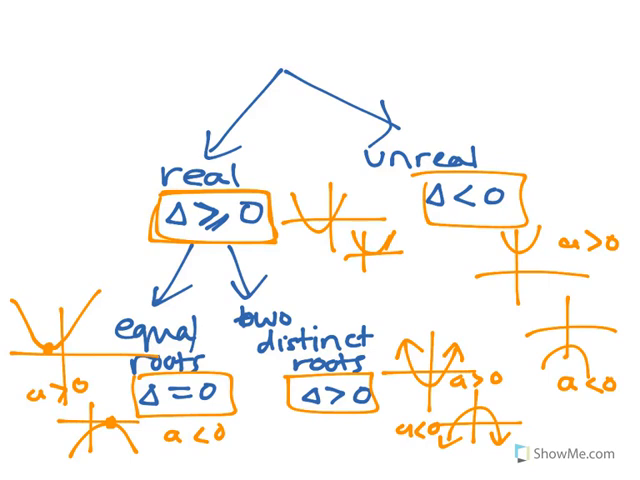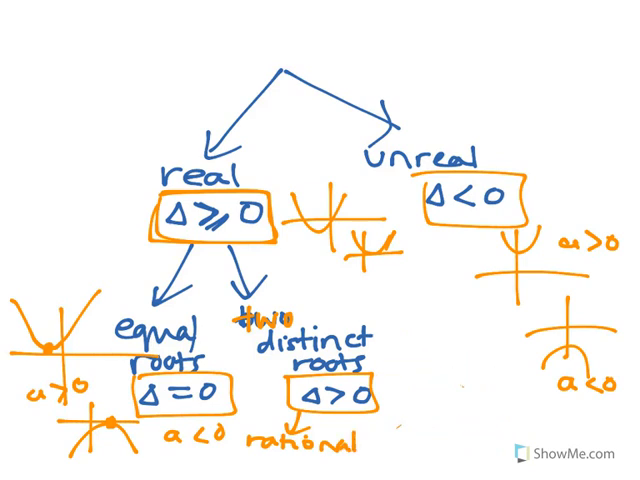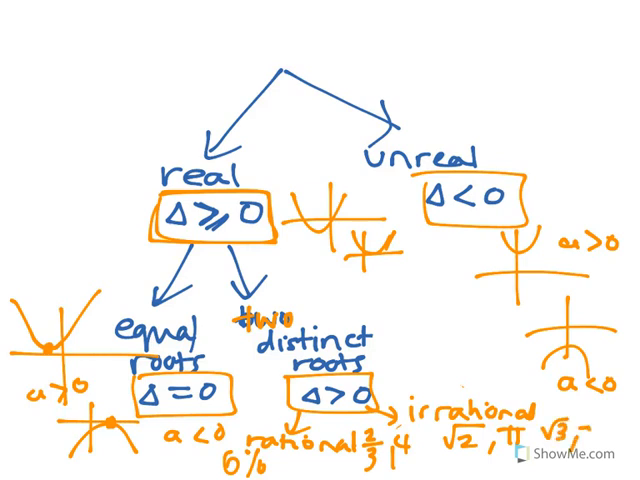Okay, just further on this too, if you've got two distinct roots, the roots could also be rational and irrational. So irrational are like surds, pi. It's an irrational number. Rational can be written in the form as a fraction. So like 2/3, 4, 6%, they're all rational. But anything like root 3, root 7, they're irrational.